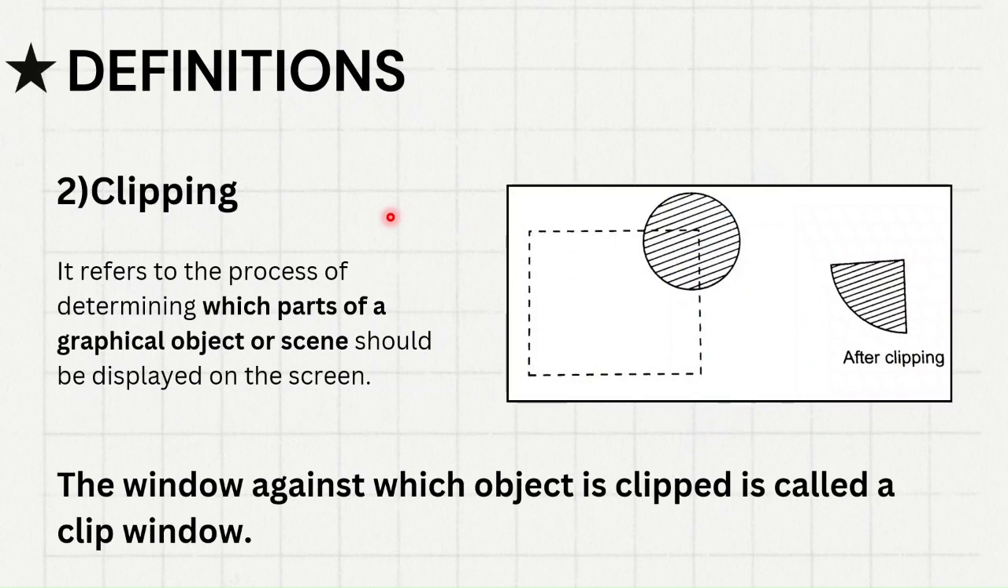Clipping refers to the process of determining which parts of a graphical object or scene should be displayed on the screen. The window against which the object is clipped is called a clip window. In this case, this is the clip window.